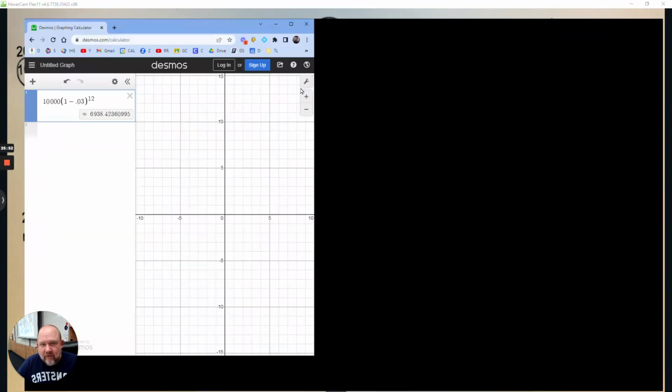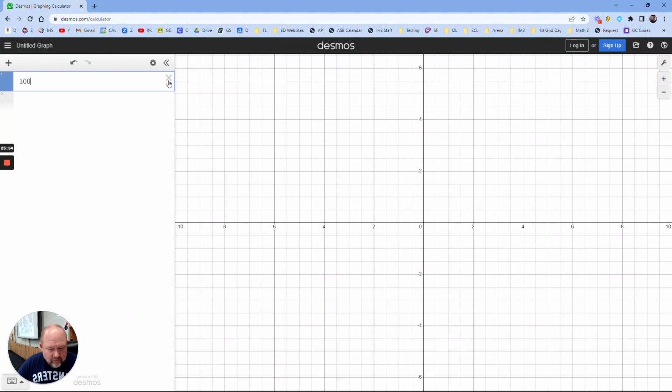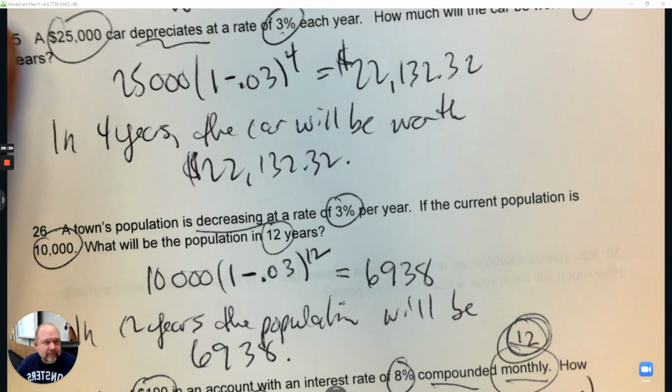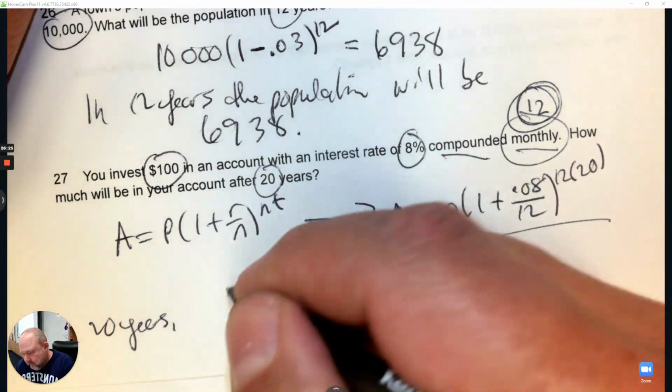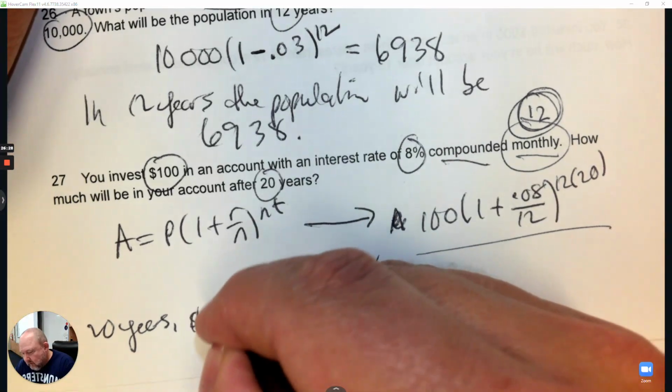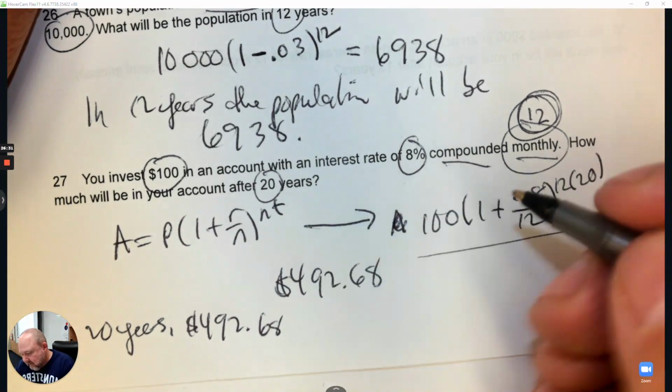So come back here to Desmos, and we're going to type that in. So it's 100, 1 plus 0.08 divided by 12. Now be careful with Desmos. When you go with the exponent, you need parentheses now. So put in parentheses and then 12 times 20, and then it will calculate it for you. So it's $492.68. So what do we got? In 20 years, $492.68 will be in your account.